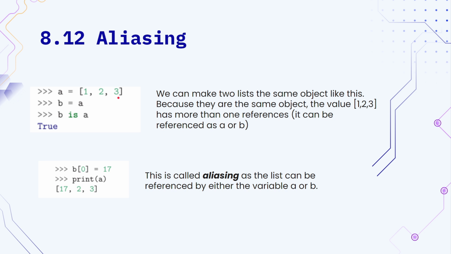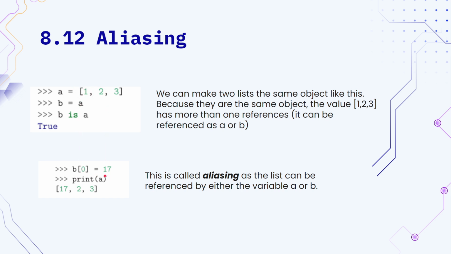They can be used interchangeably to manipulate this list. That's important, so I'm going to repeat that. Either b or a can be used to manipulate this list. It's like this list, 1, 2, 3, has two references, a or b, and you could use either one. For example, let's say I want to set the first item in the list, 1, to 17. So I'm going to say b[0] equals 17. That means this list over here will be 17, 2, 3.